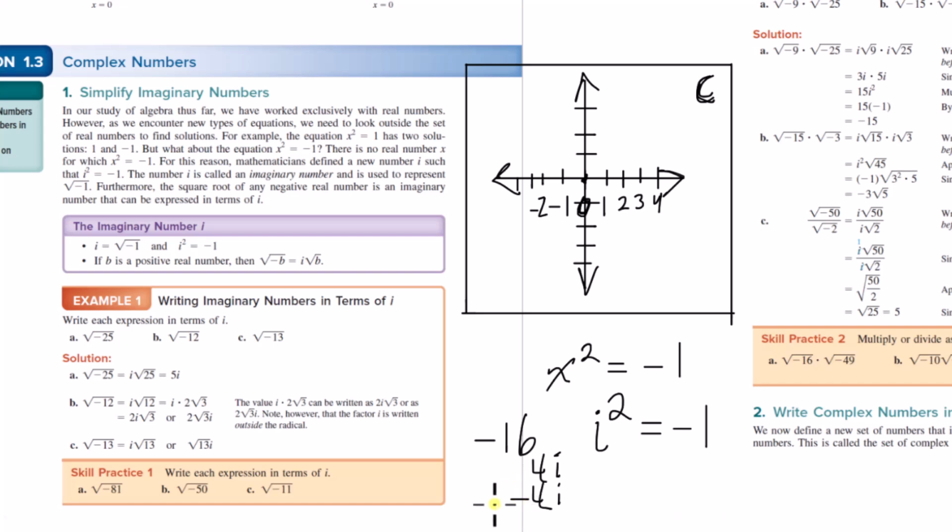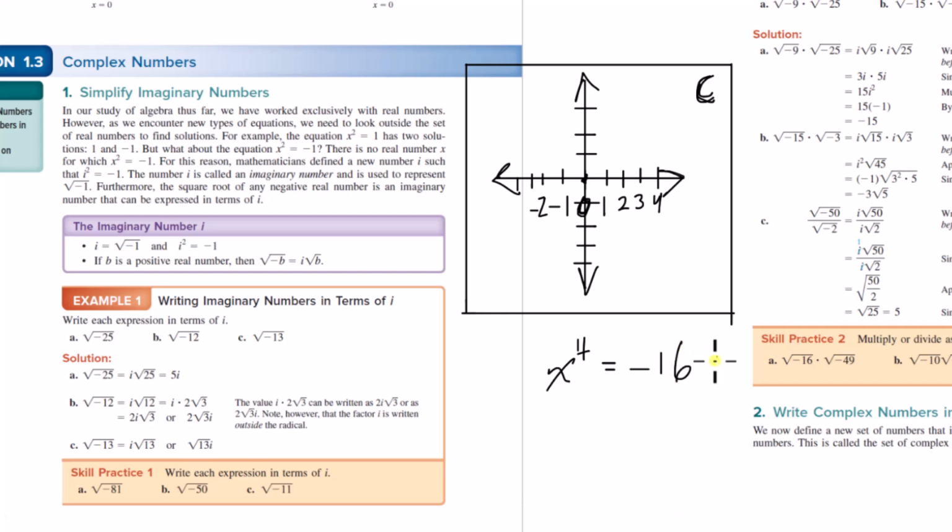Okay, but the problem is that this isn't enough, though. This pure definition of i isn't enough. It's not enough because, let's solve x to the 4th is equal to -16. We're asking what number or numbers when you take it to the 4th power do you get -16? Well, you might think, well, 2 to the 4th is 16, so it would be 2i and -2i. Okay, but that's not going to work.